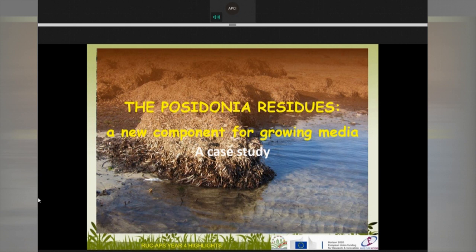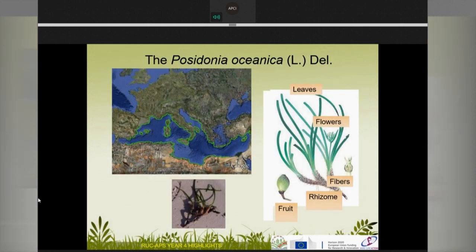And now I will show you a case study in which a material, the Posidonia residues, considered a waste until a few years ago, could be used as a resource to make up substrates to use in soil culture and nurseries, with an example of application in open field too.